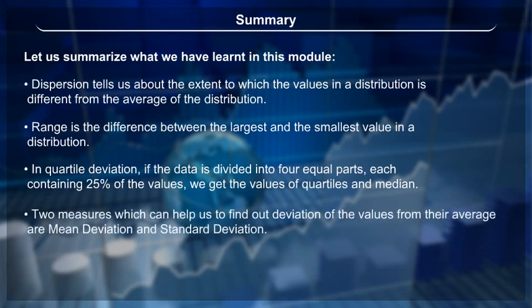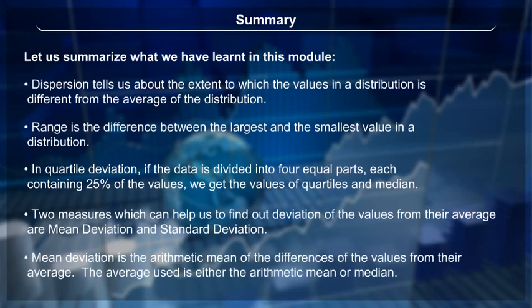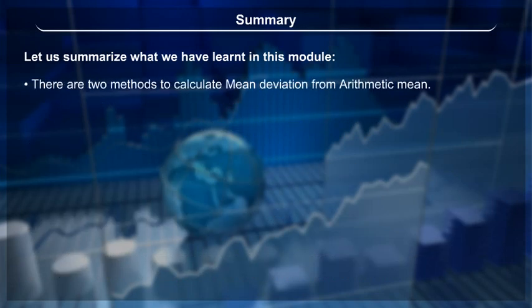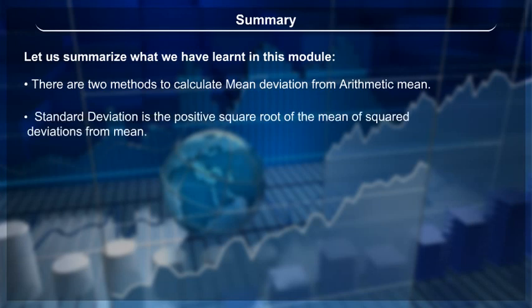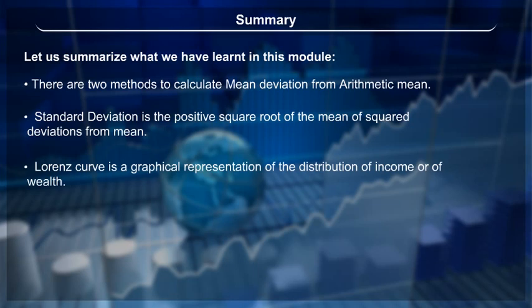Two measures which can help us to find out deviation of the values from their average are mean deviation and standard deviation. Mean deviation is the arithmetic mean of the differences of the values from their average. The average used is either the arithmetic mean or median. There are two methods to calculate mean deviation from arithmetic mean. Standard deviation is the positive square root of the mean of squared deviations from mean. Lorenz curve is a graphical representation of the distribution of income or of wealth.